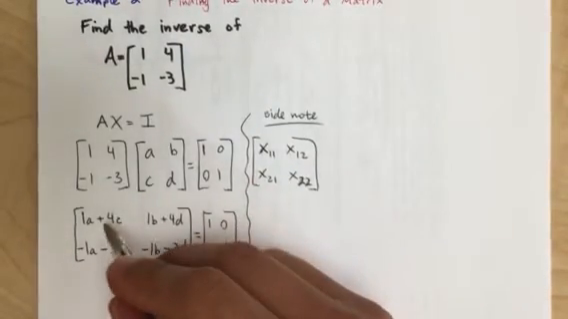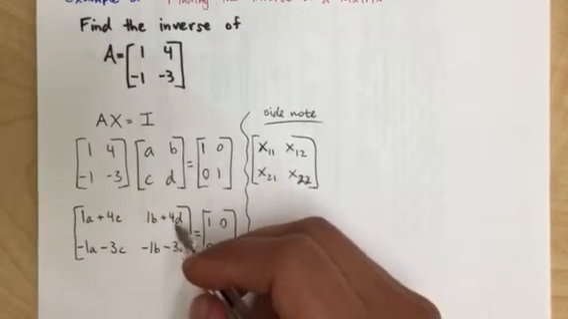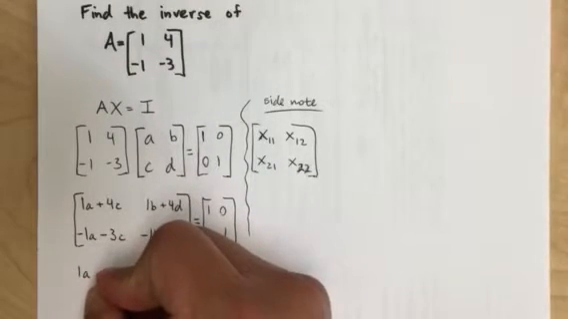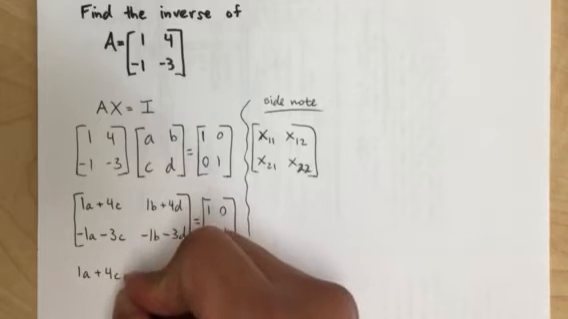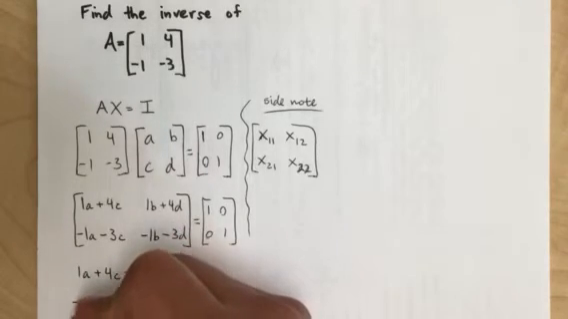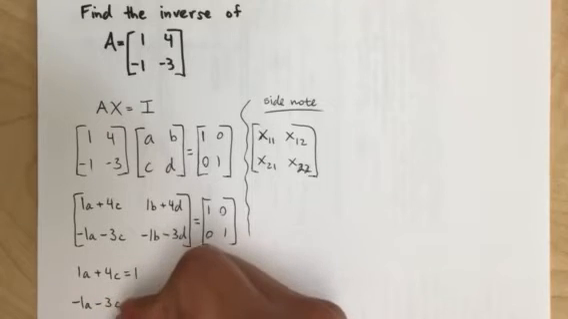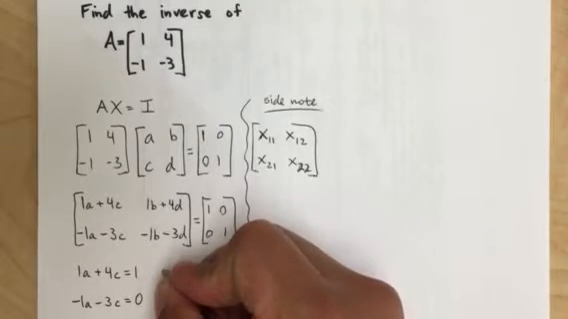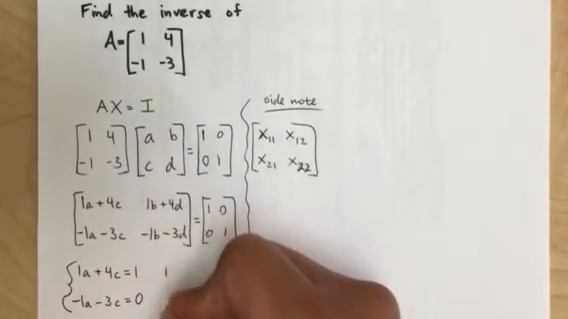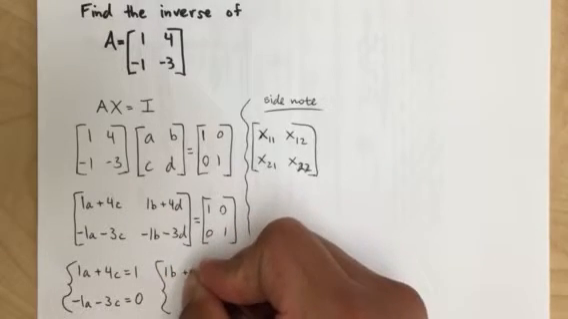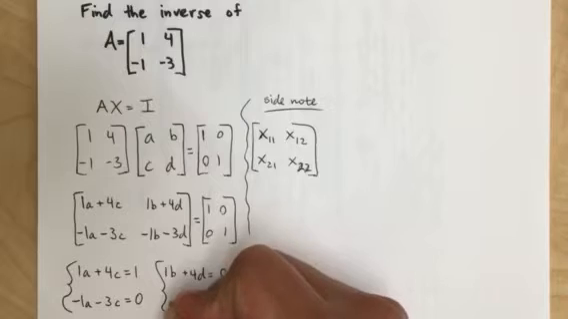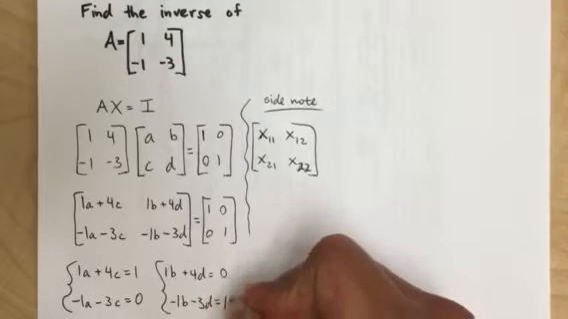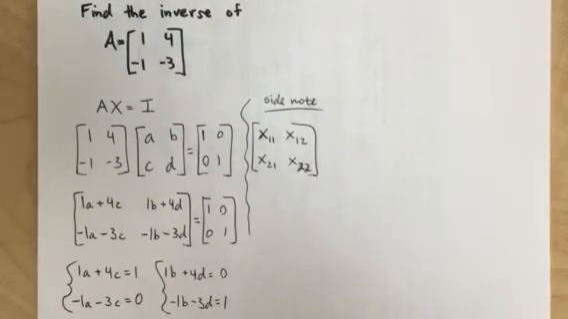Now we can make the entries equal to each other, since when two matrices are equal, their entries are equal. So now we have 1A plus 4C equals 1, negative 1A minus 3C equals 0. So this is one system. My other system is going to be 1B plus 4D equals 0, negative 1B minus 3D equals 1. And now I'm going to go ahead and solve these systems of equations.